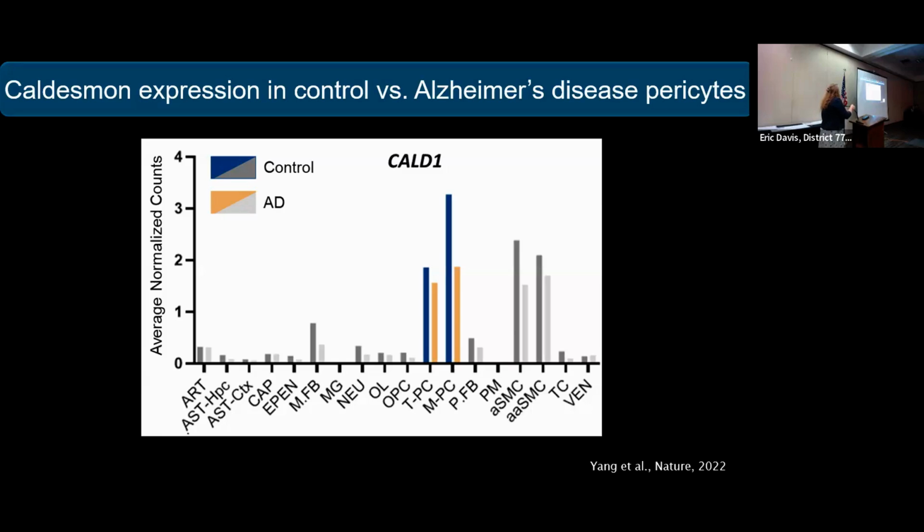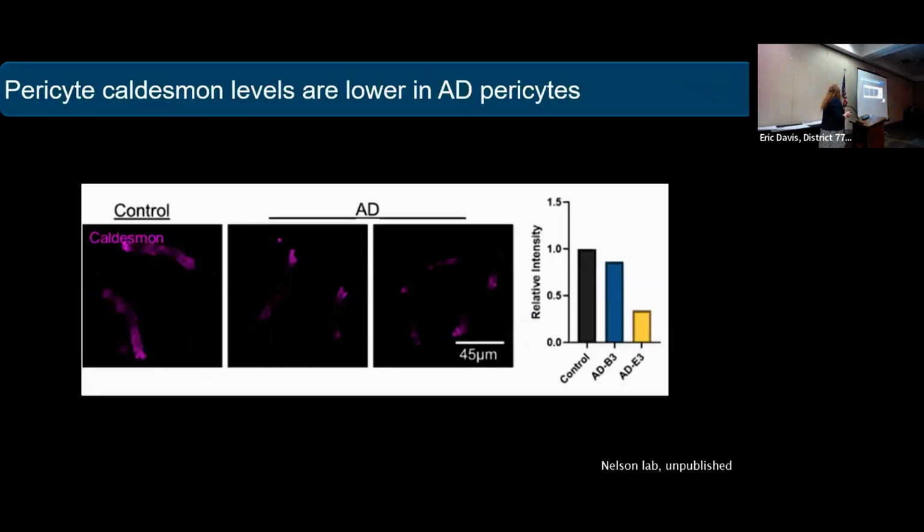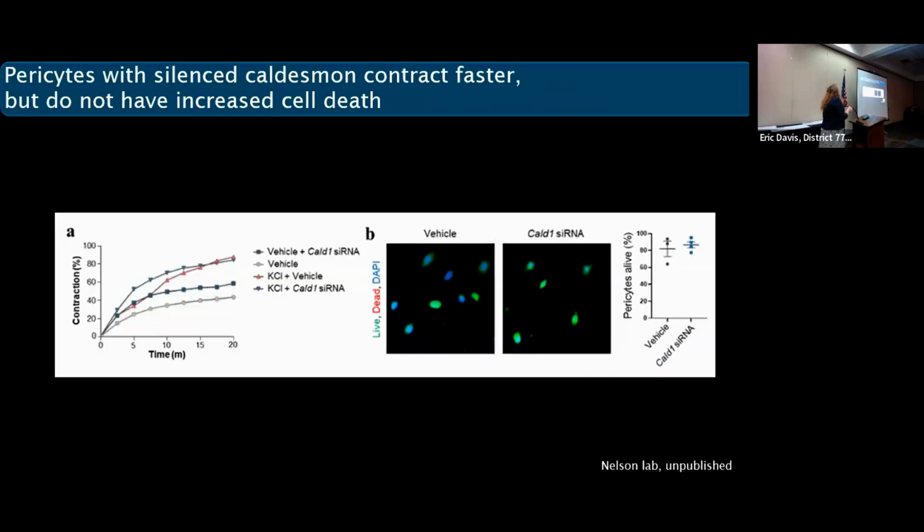So you can see that the control caldesmin levels are much higher than the AD levels in pericytes. And when we did some staining on brain tissue we had in the lab from people who unfortunately passed with Alzheimer's disease, we could see less of this protein in the pericytes in the brain. So we want to do more of this to know if that's true. And functionally, we did some cell culture experiments in primary mouse pericytes. If we silence caldesmin, this protein, it makes the cells contract faster. So it really does seem to be working like we would have expected.